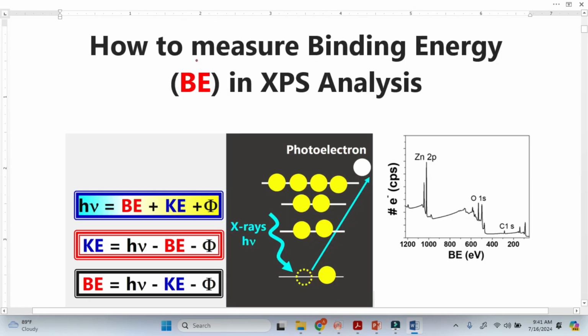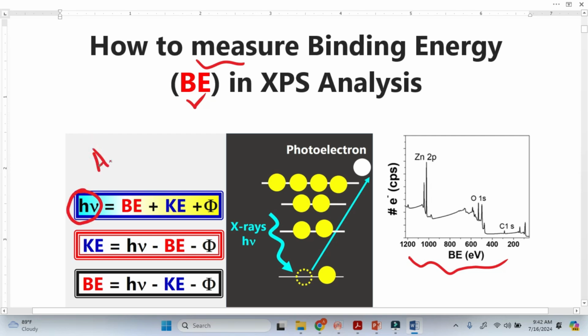Let's discuss how to measure, calculate, and determine binding energy in XPS analysis. If we look into the XPS spectrum, on the x-axis there is binding energy, so it's very important in XPS analysis. This is a famous equation in X-ray Photoelectron Spectroscopy. In XPS, we simply bombard the sample with X-rays of known energy. So in this equation, this X-ray energy is known.